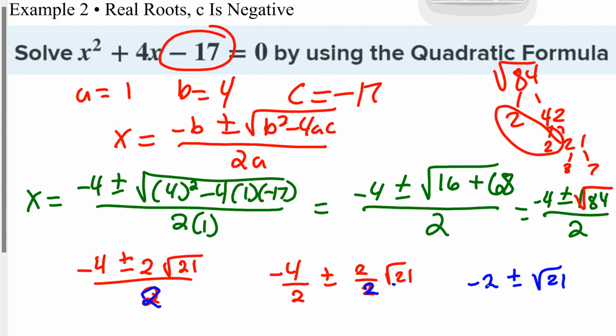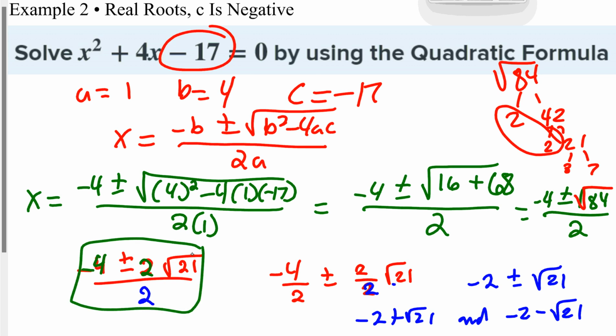Or I could write it as 2 different ones, negative 2 plus square root 21 and negative 2 minus square root 21. Okay, so this 2 on bottom, you have to divide it by both of these numbers, negative 4 and 2. Right? If they don't go into both of them evenly, you can leave it in this format, okay? But if they both go in evenly, then I can rewrite it like this, okay?